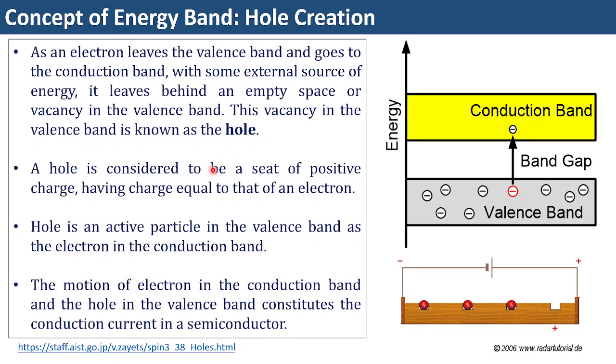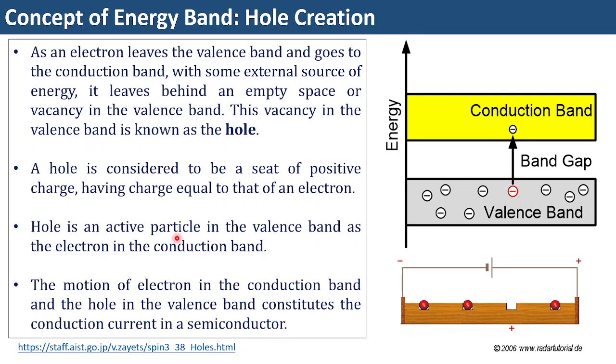So a hole is considered to be a seat of positive charge. Why positive charge? Because it is devoid of an electron. An electron has moved out of it. So that is why it is positive. Alright. So it is a seat of a positive charge having charge equal to that of an electron. For example, what is the charge of an electron? Minus 1.6 times 10 to the power minus 19 coulomb. Then what is the charge of a hole? It is plus 1.6 into 10 to the power minus 19 coulomb.